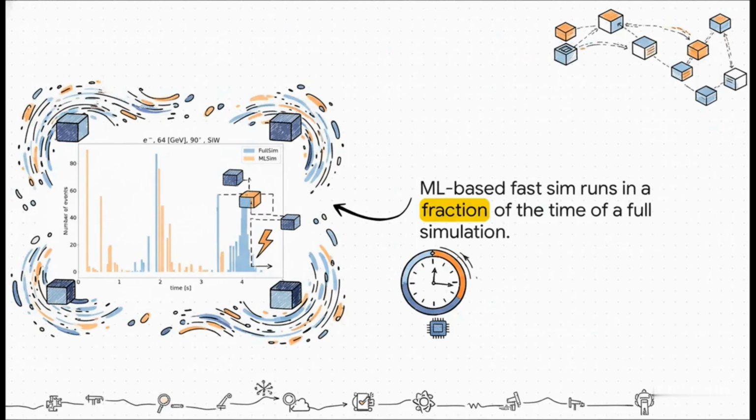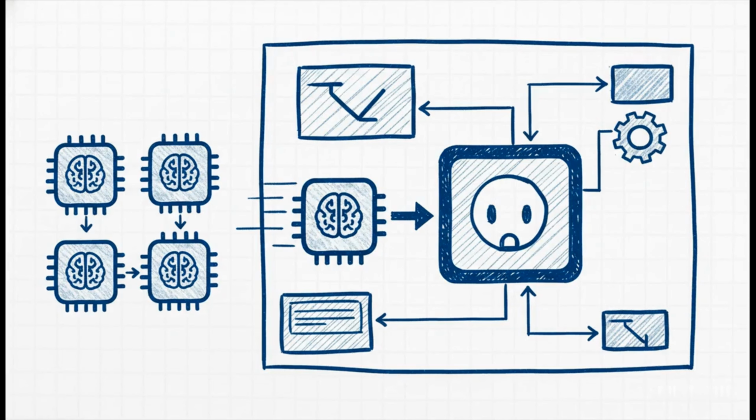But here is the real knockout punch. Look at the simulation time. The full simulation takes around 4 seconds for one event. The machine learning model? It's practically instantaneous. We are talking about a massive, game-changing reduction in the required computing time. And that speed, that changes everything. It means you can run huge simulations for large-scale experiments, or you can rapidly prototype new detector designs in a way that just wasn't possible before.